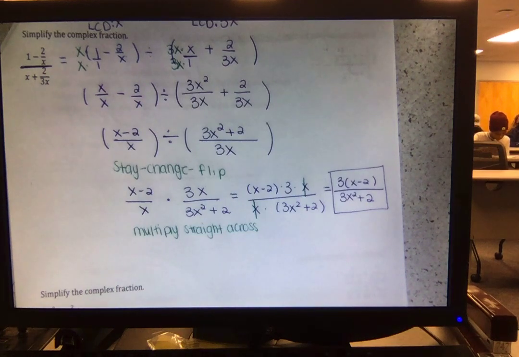But you're right. So looking at this 3x squared plus 2, I can't factor it. So it's not a difference of perfect squares. I can't factor this, so it's done. If we could factor it, we would. So you're thinking on the right track. What else?